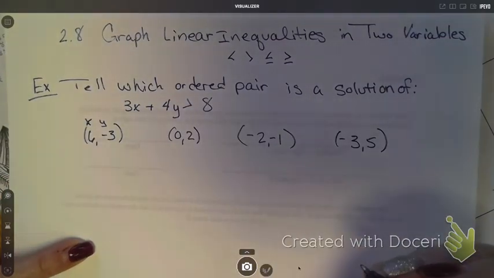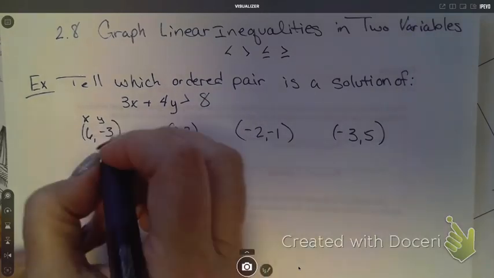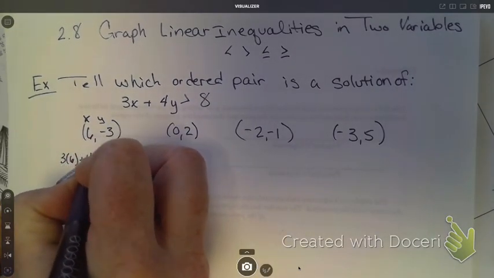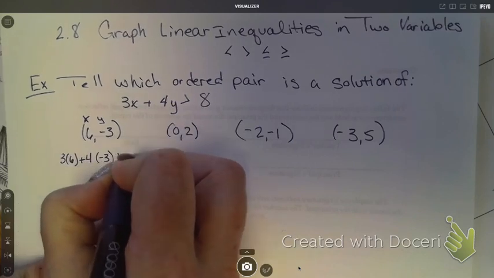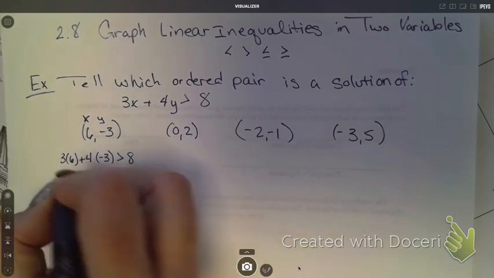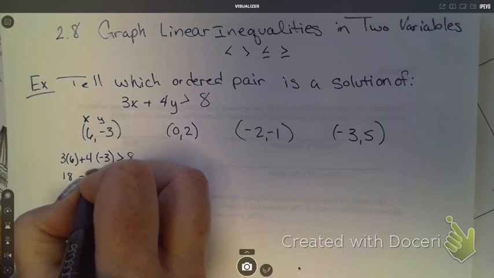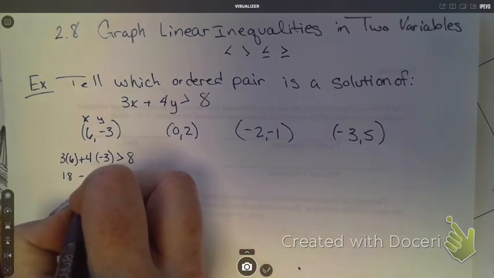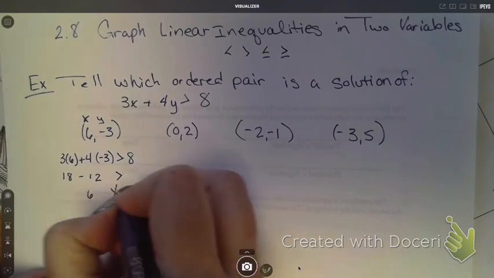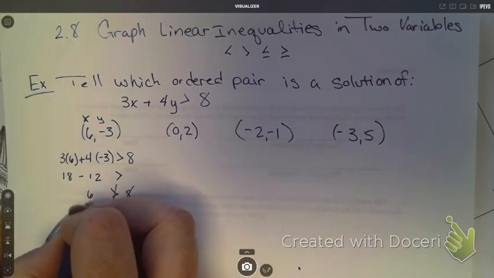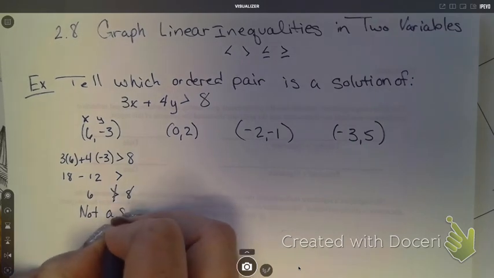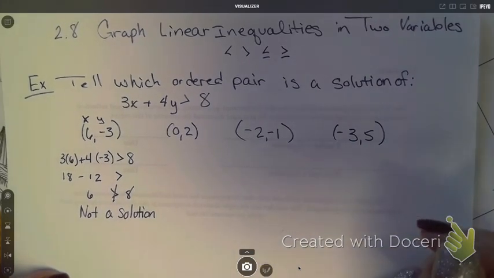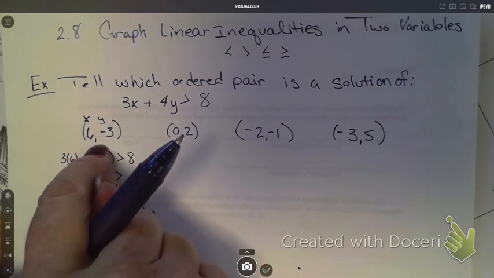So what do I do with x and y? You just plug them in. So it'd be 3 times 6 plus 4 times negative 3 is greater than 8. So 18 minus 12, is that greater than 8? No, because that's 6. So 6 is not greater than 8, so it is not a solution.